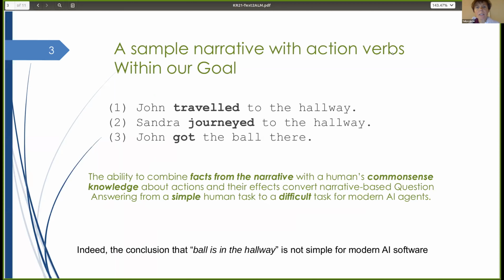So let's look at an example narrative that is within the scope of the narratives that we'd like to process within this project. John traveled to the hallway, Sandra journeyed to the hallway, John got the ball there. Here all of the sentences contain what are called action verbs. And even though for humans answering where is the ball at the end of the narrative constitutes absolutely no trouble, it actually involves reasoning about several interplays of actions, and it is in a sense an outstanding challenge at the moment for question answering systems, and we'd like to tackle this challenge.